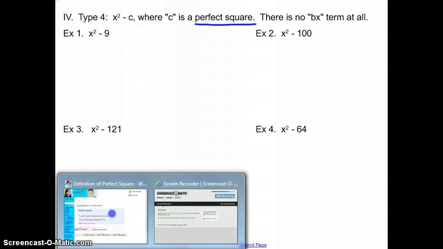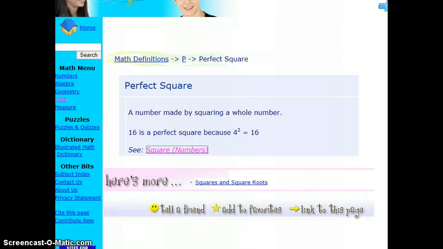So let's take a look at a definition. This definition is from the mathisfun.com website. It says that a perfect square is a number made by squaring a whole number. Anytime I have a number that is whole and I square it, the resultant number or the product is a perfect square. You'll notice the example they give you is 16 is a perfect square because 4 squared is equal to 16.